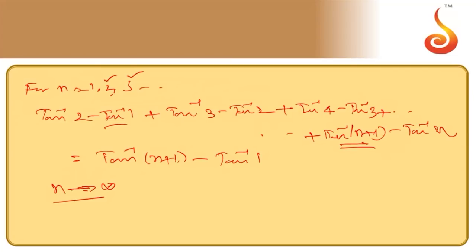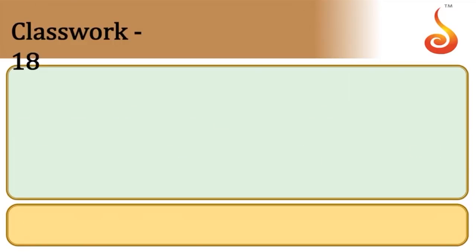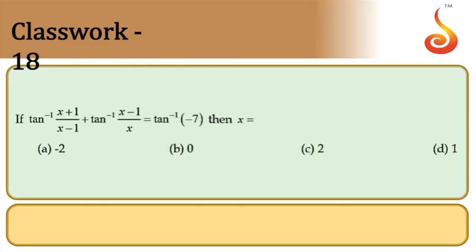But when I take n tends to infinity, the infinite series, tan inverse of this value will become pi by 2. And this will become pi by 4. Pi by 2 minus pi by 4 will become pi by 4. So the solution for the problem is equal to pi by 4. So answer is this. 18th one.